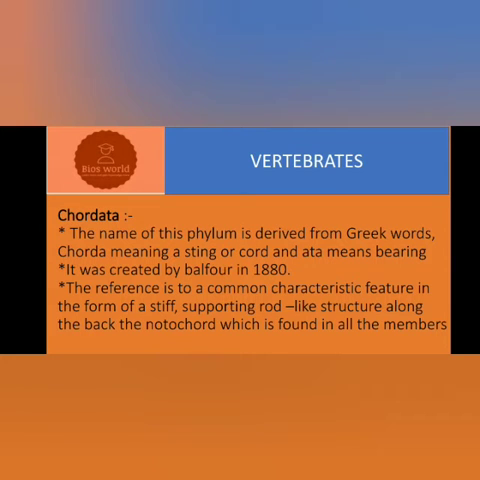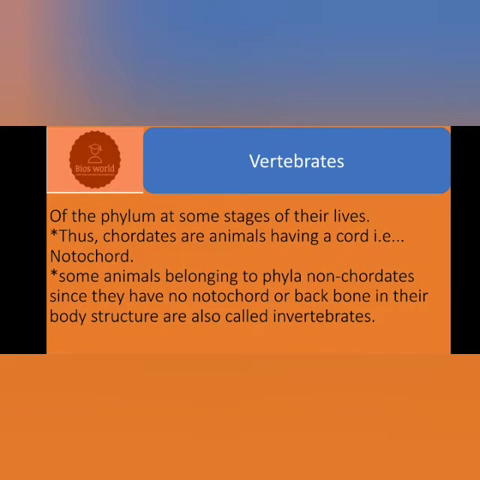The reference is to a common characteristic feature in the form of a stiff supporting rod-like structure along the back, the notochord, which is found in all members. Here, the main characteristic feature is the notochord, a frame that supports the back and maintains the skeleton erect. Thus, chordates are animals having a cord, that is the notochord. Notochord is nothing but a vertebral column.